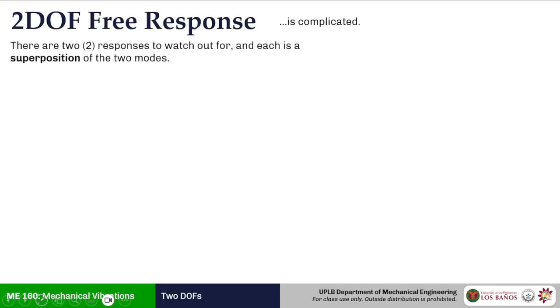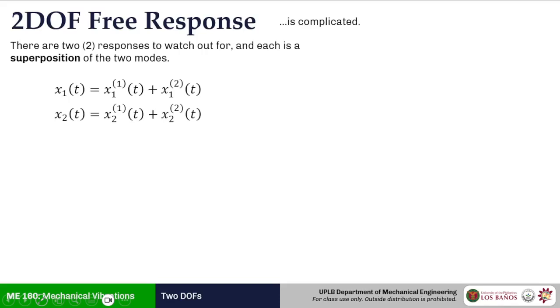However, here are some things that you have to keep in mind. Again, the two responses to watch out for are x1 and x2. Both x1 and x2 are superimposed, or rather superpositioned, between their two modes. Here is an illustration of that. x1 of t, which is mass 1, is equal to the superposition, or the sum, of its responses in mode 1 and mode 2. That is true for x2 as well.